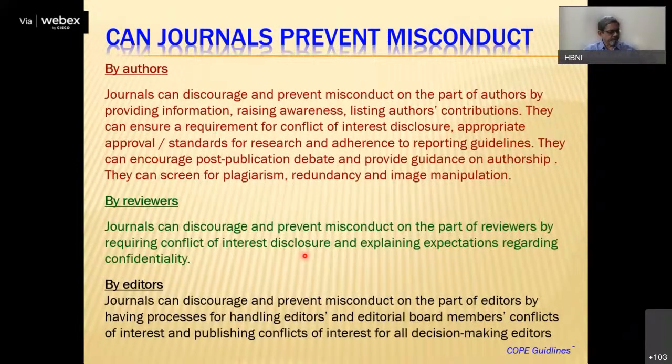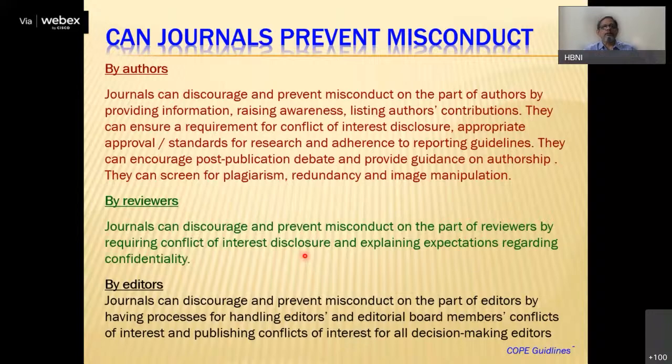So finally, can journals prevent misconduct? Regarding misconduct by authors, journals can discourage and prevent it by providing information, raising awareness, and listing contributions. They can ensure a requirement of conflict of interest disclosures, appropriate approval standards for research, and adherence to reporting guidelines. And they can also encourage post-publication debate and provide guidance on authorship issues.